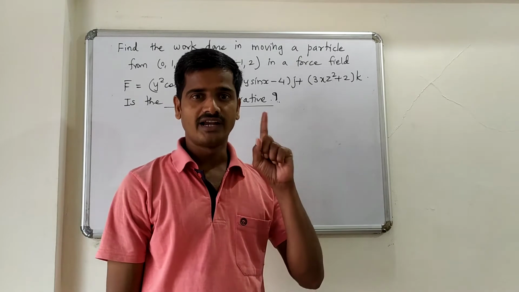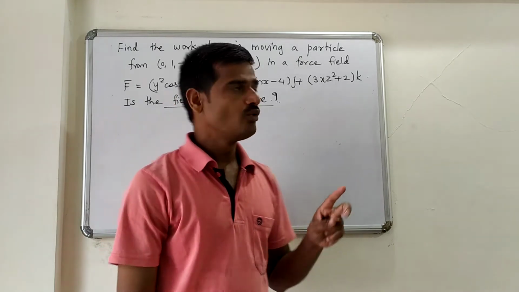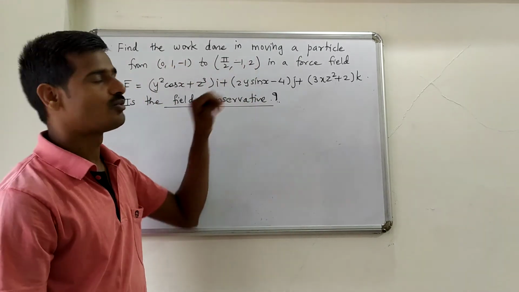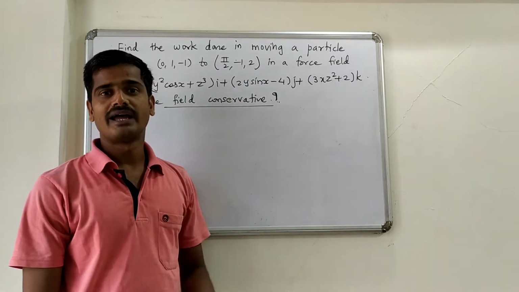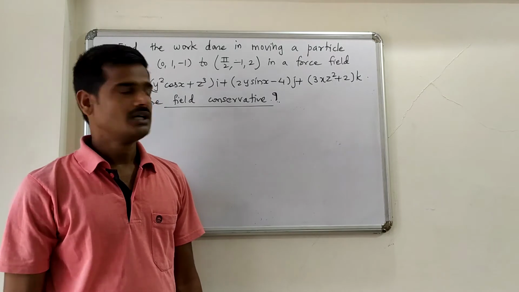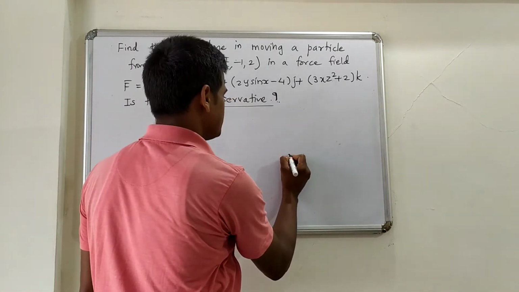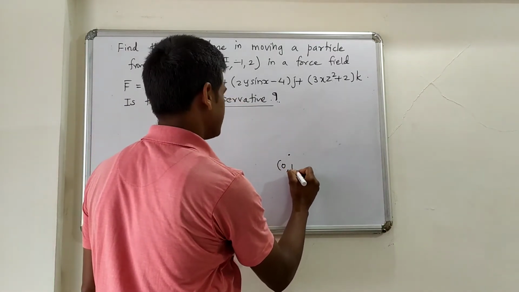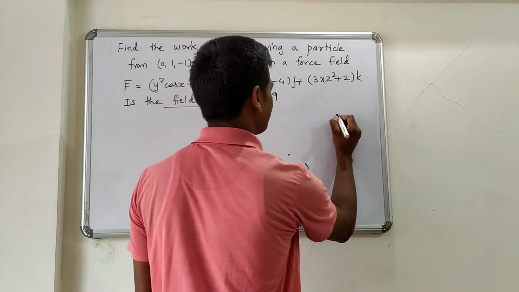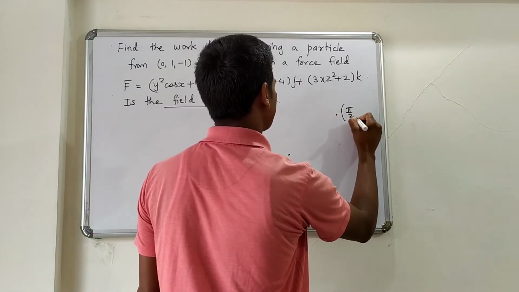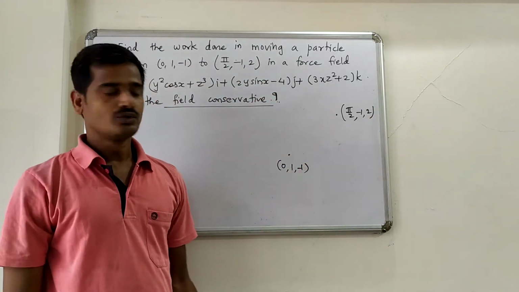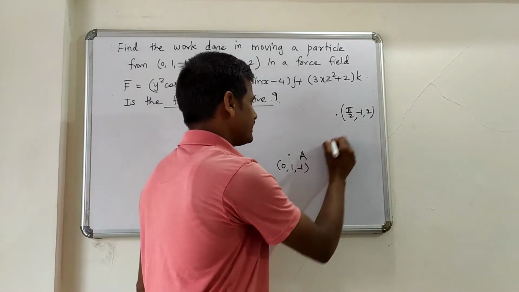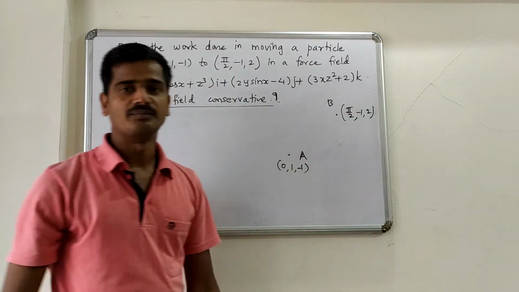First part is to find out the work done in moving this particle from this point to this point, and second one is whether this field given by F bar is conservative. Now what is the initial point? So initial point is, let us say, (0, 1, -1), and what is the final point? Final point is (π/2, -1, 2). So look at these 2 points. Let us call this point as A and this final point as B.